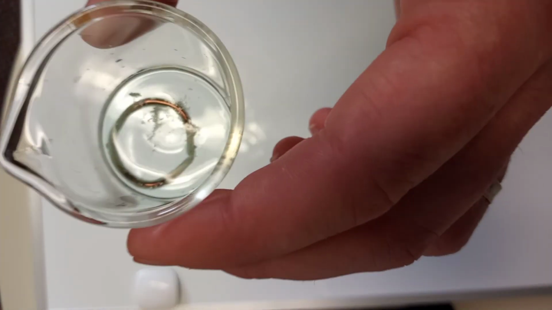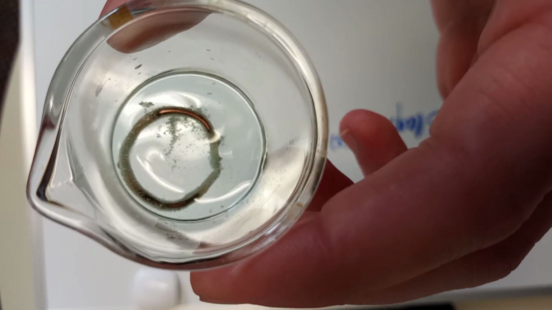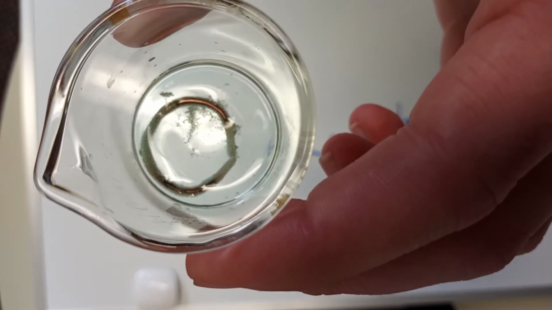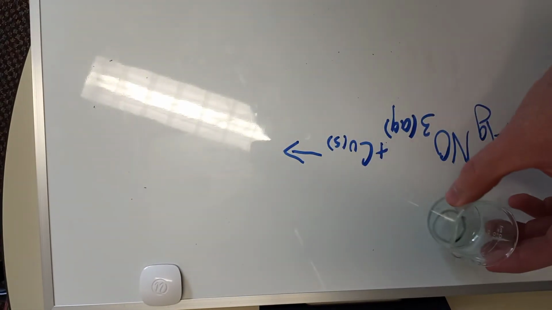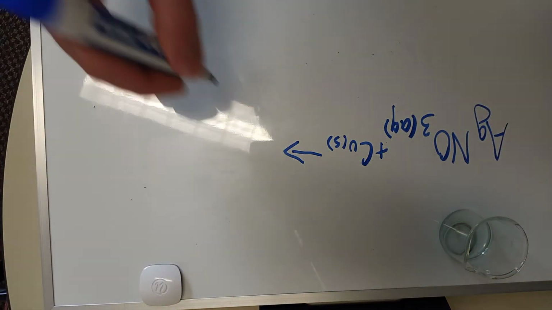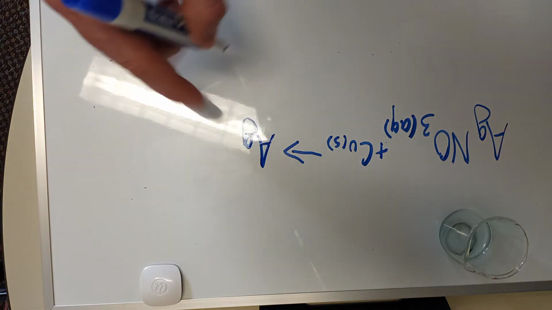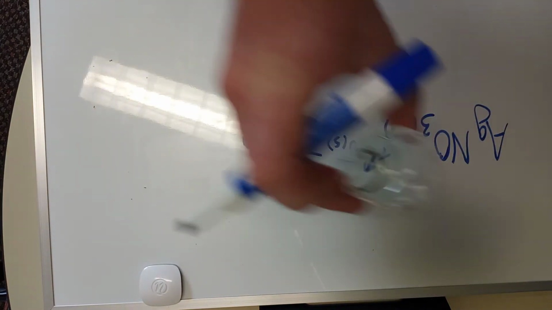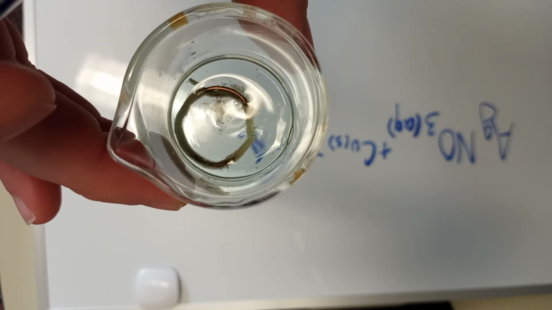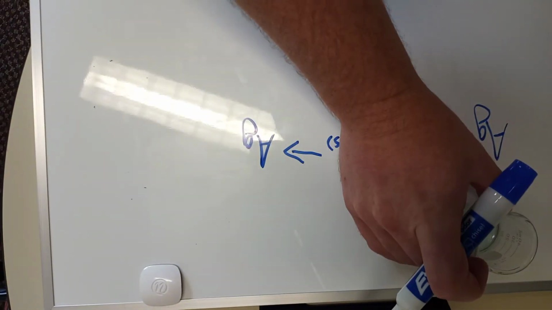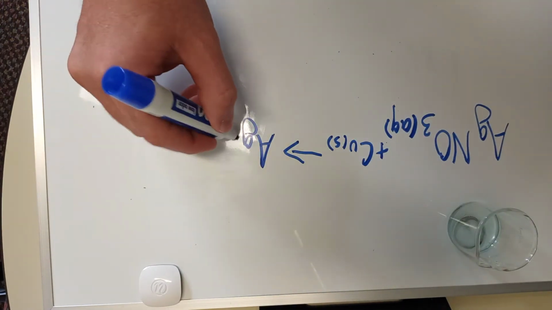And then the other thing you might notice is that there is a little bit of a blue tint to the water now. The blue tint in the water is the copper that has dissolved. So we end up with silver, Ag, and you can see that in here, the silver is pretty clearly little chunks. So that is now a solid. So we're getting silver solid.